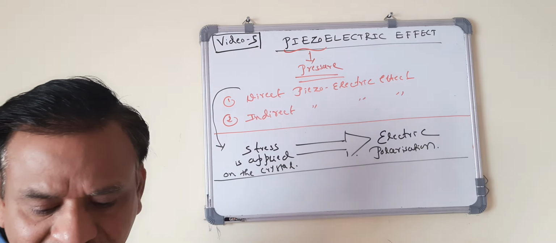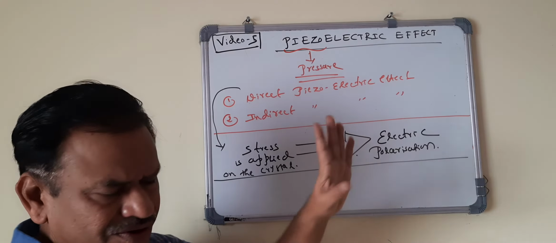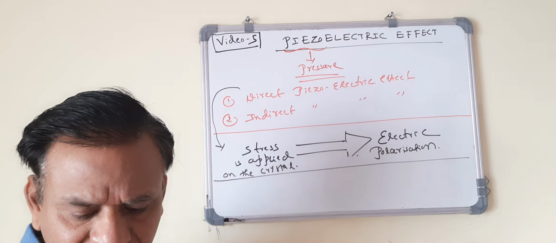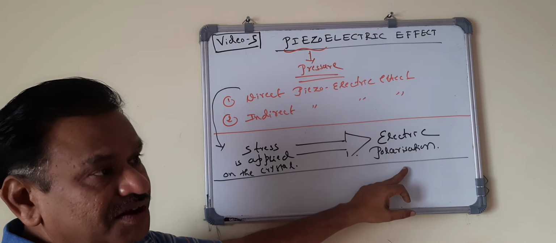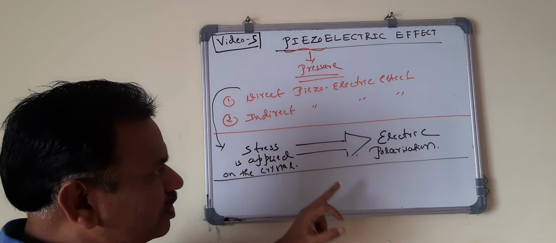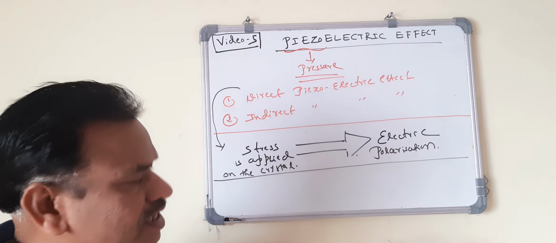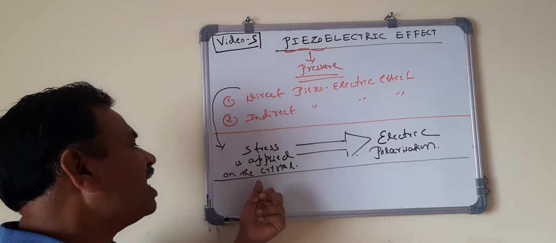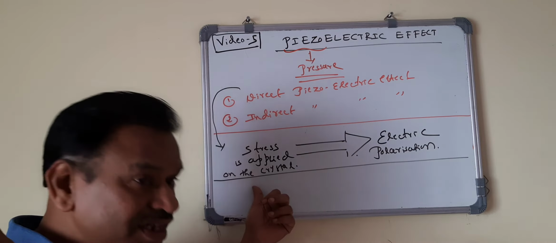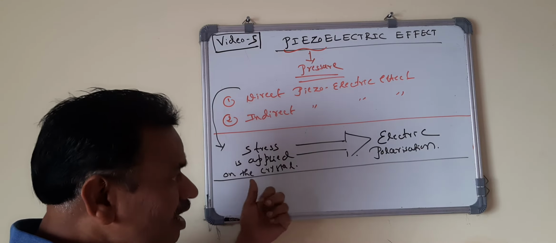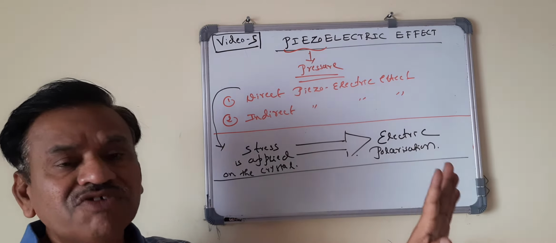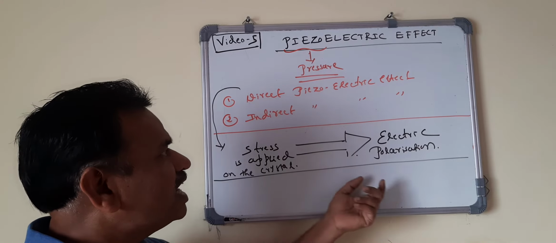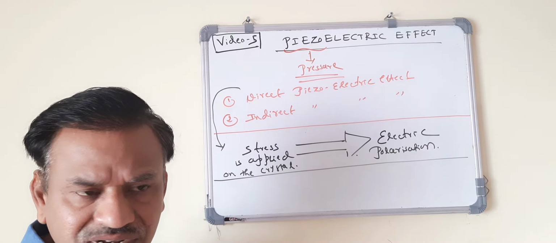Direct piezoelectric. It is the phenomenon in which a ferroelectric material becomes electrically polarized when a mechanical stress is applied. Stress means force or pressure. Mechanical stress applied is nothing but the piezoelectric effect, or sometimes it is called the direct piezoelectric effect.